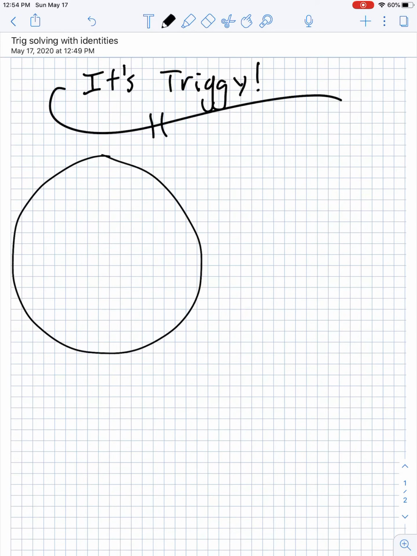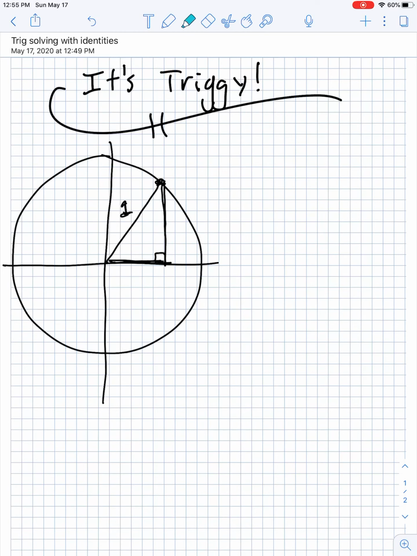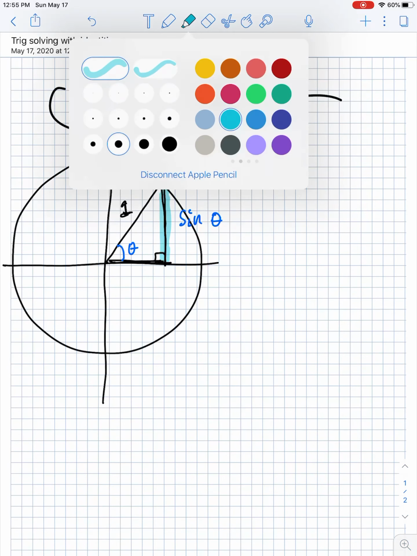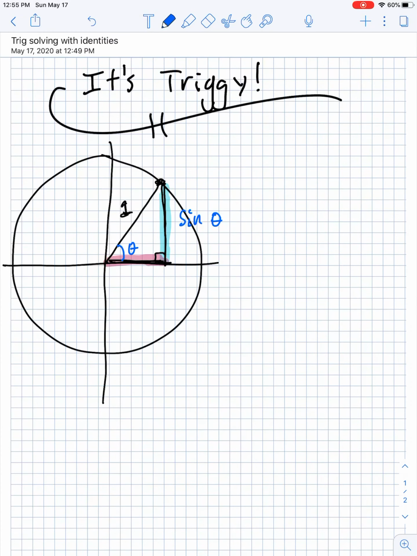A basic trig identity comes from the unit circle. If I pick any spot on the unit circle, like right here, then the height of the triangle is the sine value, and the base is the cosine value. It has a radius of 1 because this is the unit circle. Once again, the sine is the height, so this is sine of theta. Remember, theta is the rotation, how far we rotated. And then the base of the triangle is the cosine, so this is your cosine theta.